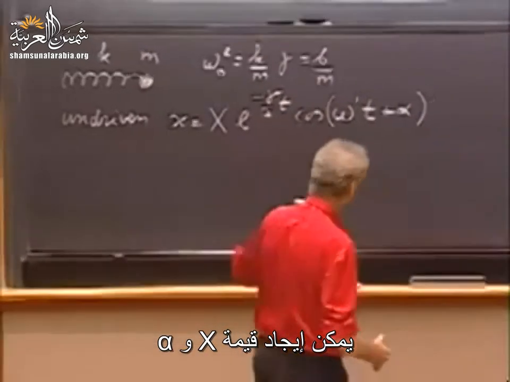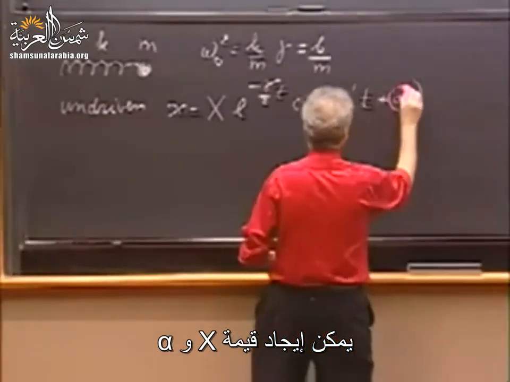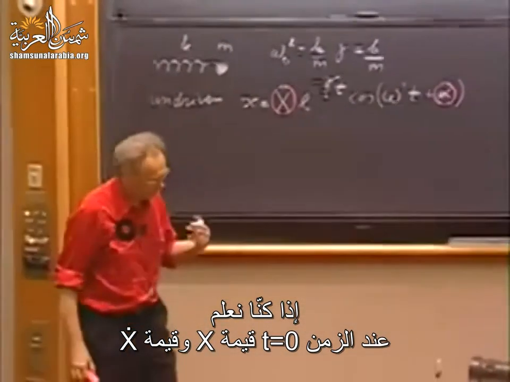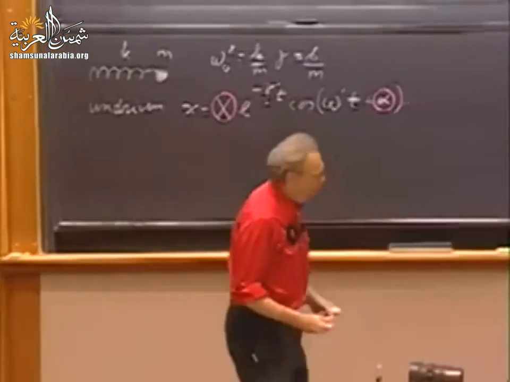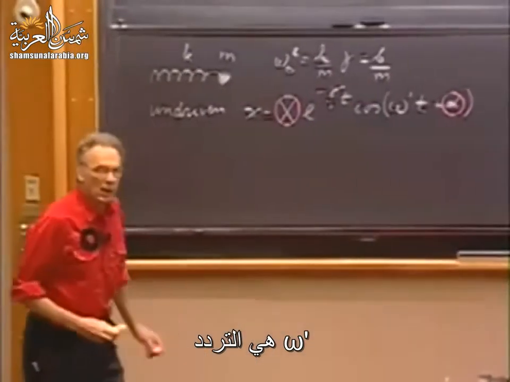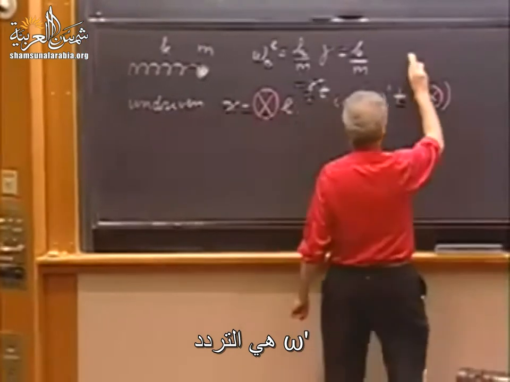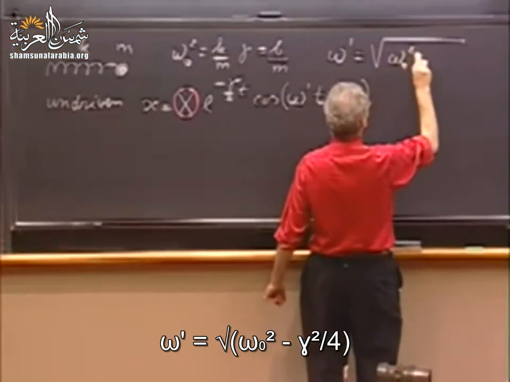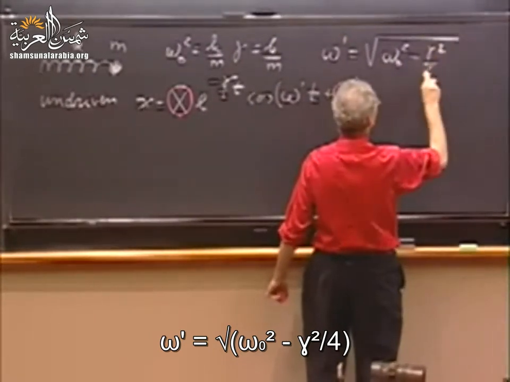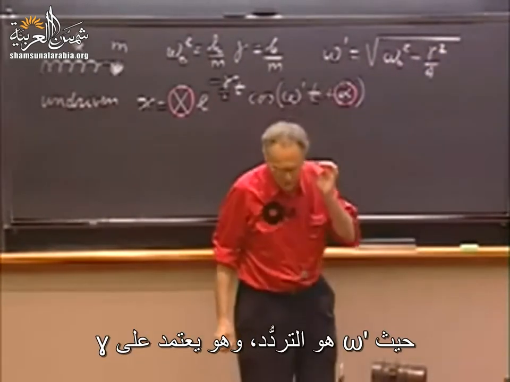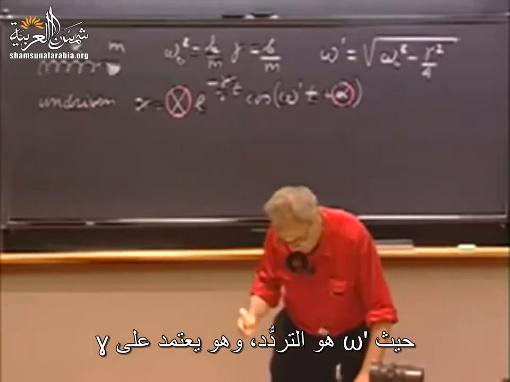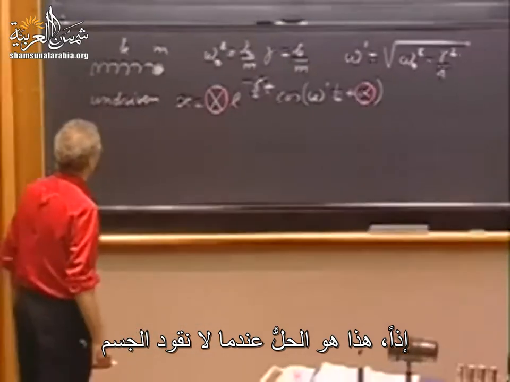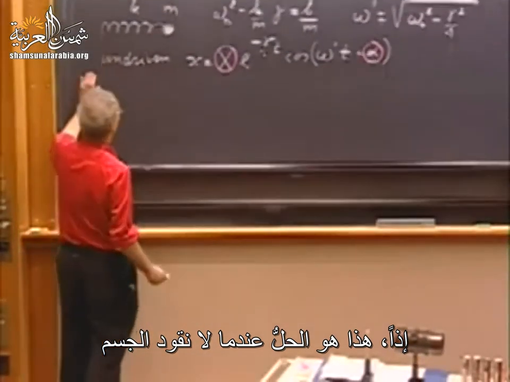And these, the x0 and the alpha, can be found if you know at t equals 0 what x is and what x dot is. Omega prime is a frequency which is the square root of omega 0 squared minus gamma squared over 4. Just a hair under omega 0, but that depends, of course, on gamma. So this is the situation when we are not driving.